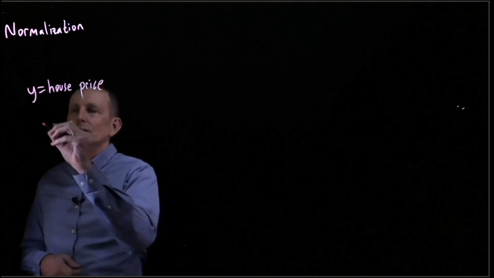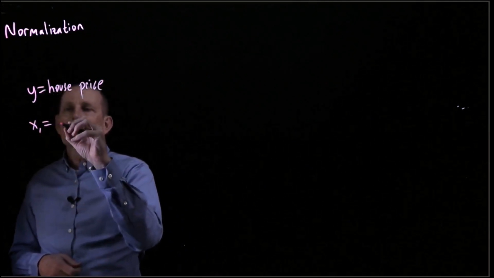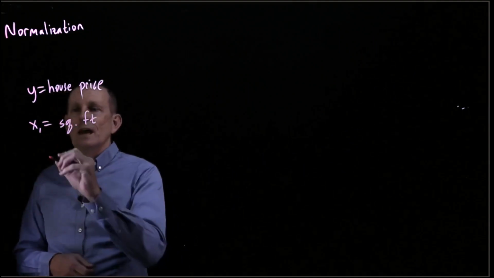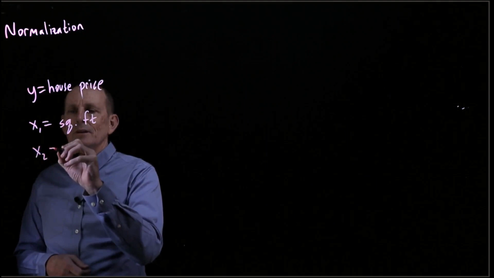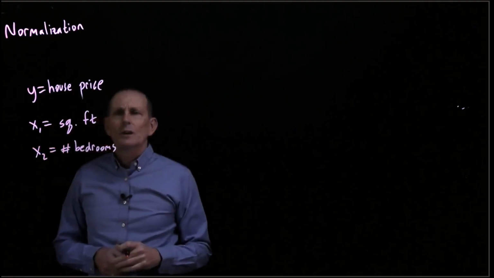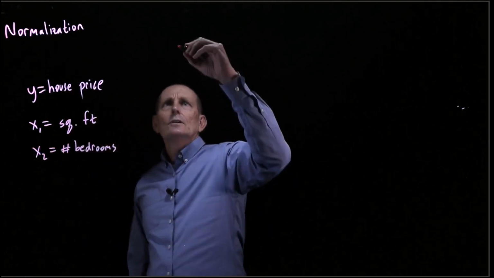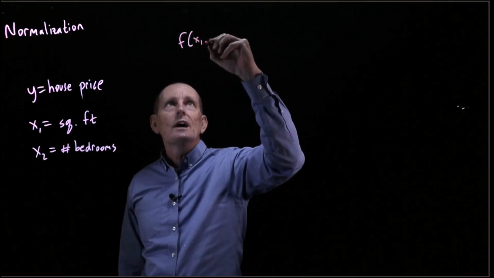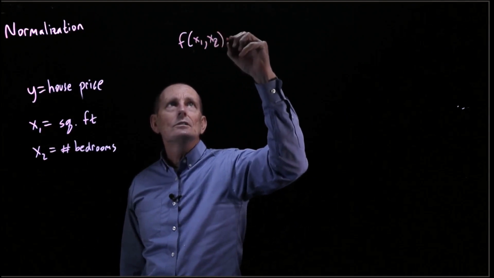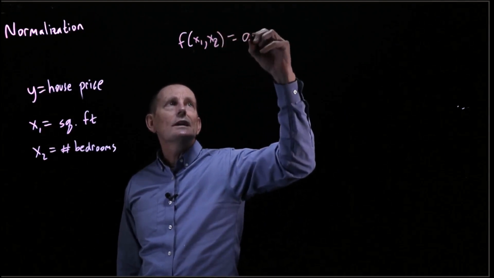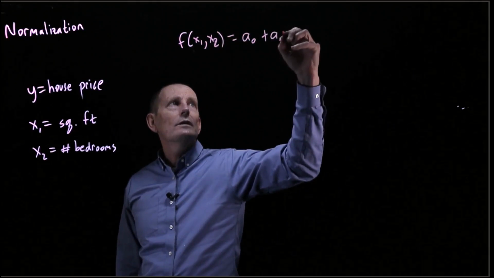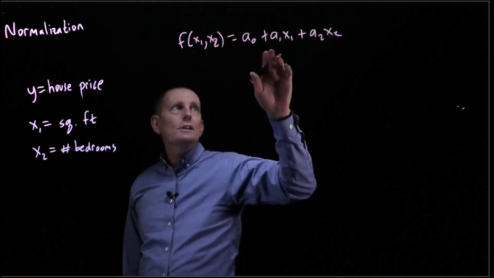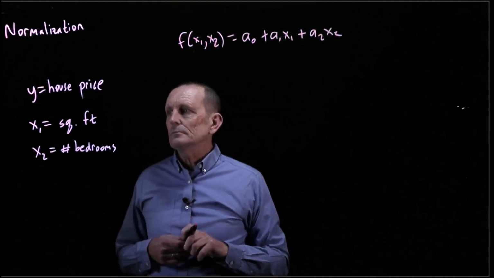And we have two inputs. So x1 is, let's say, the square footage of the house. And x2 is, I don't know, number of bedrooms. So we're going to use a very simple linear model. We say f of x1, x2 is equal to, let's say, a0 plus a1 x1 plus a2 x2. Right, so our hyperparameters are a0, a1, and a2.